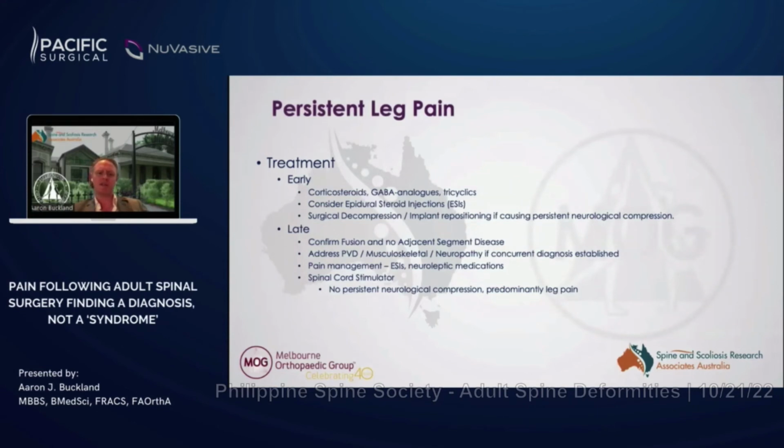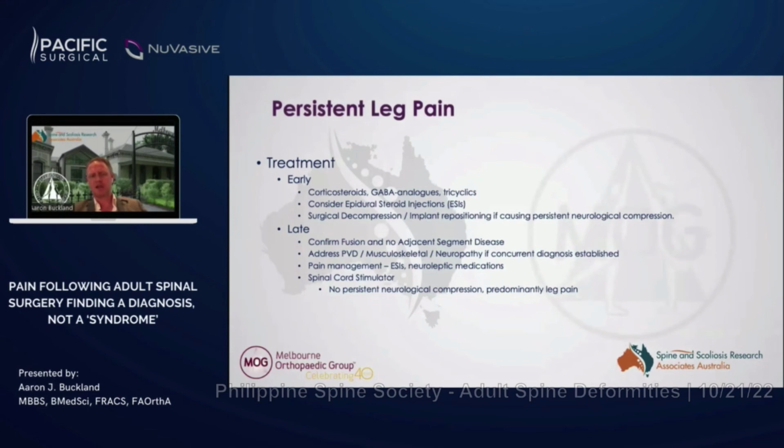The later leg pains, you want to confirm the solid fusion and no adjacent segment disease. You want to address what other potential causes there could be, such as peripheral vascular disease or other musculoskeletal pathology. And if I still can't find anything there, then I'm referring to pain management. And then I'm thinking about injections, neuroleptic medications, and on the odd occasion, spinal cord stimulator.